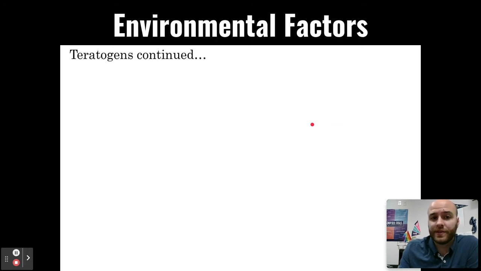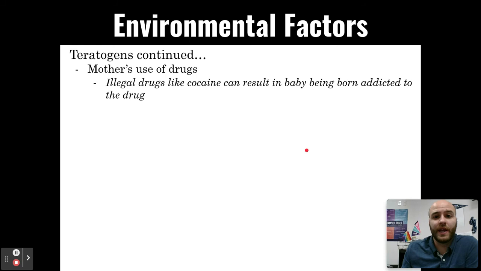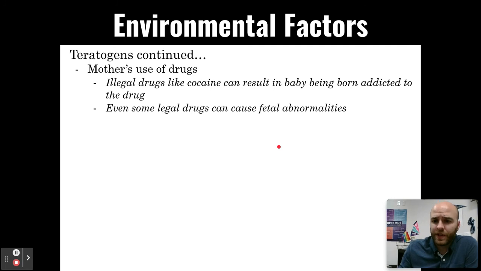Outside of illness, there are also things, unfortunately, like a mother's use of drugs. Illegal drugs like cocaine can result in a baby being born addicted to those drugs. And you can think about how much adults struggle with going through withdrawal and getting off of a drug. Well, if a fetus is born with that addiction, it really has a problem handling it, and it can often lead to death because of those withdrawal symptoms.